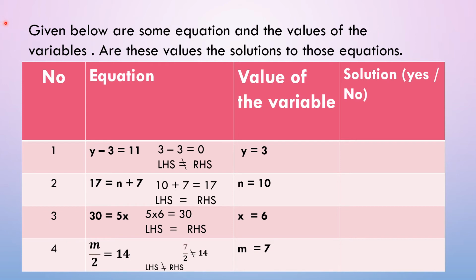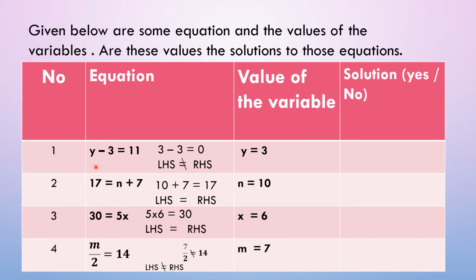The given below are some equations and the value of variable. Are these values the solution to those equations? Now here, the equation is given to you, and the value of the variable is given to you. You have to find whether these values, whether these solutions are satisfying the equation or not. Now your first one, y minus 3 is equal to 11. So what value is given? The y value given is 3. So in the place of y, you have to put 3.